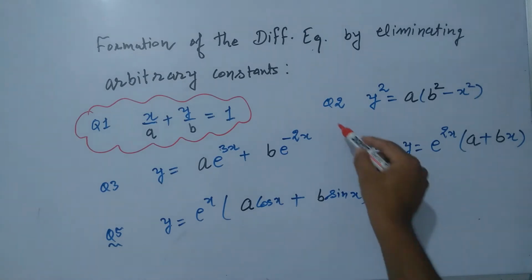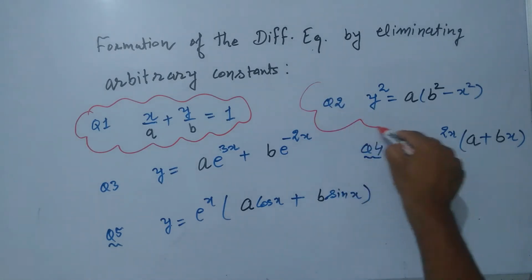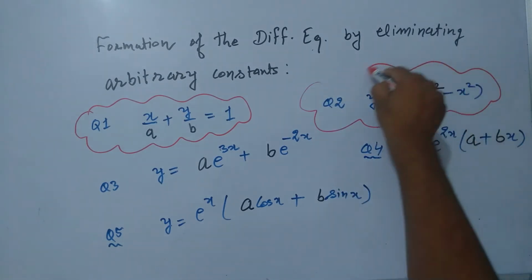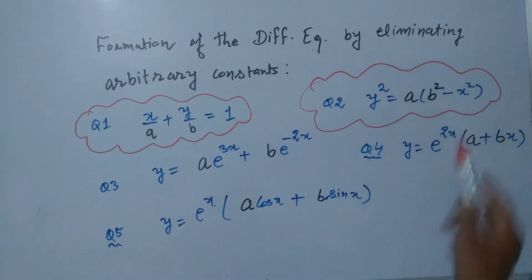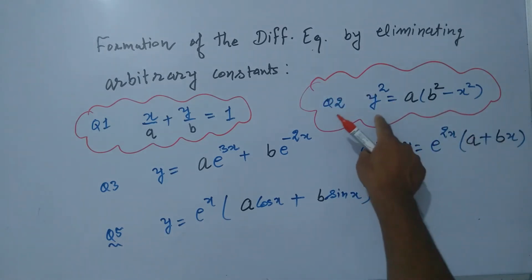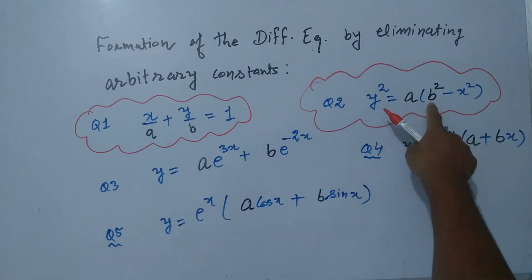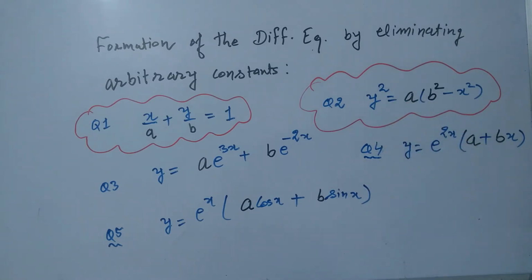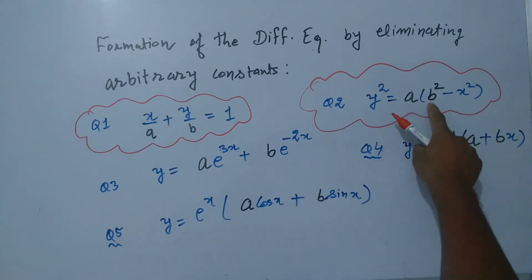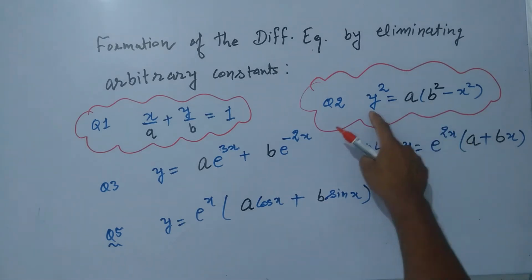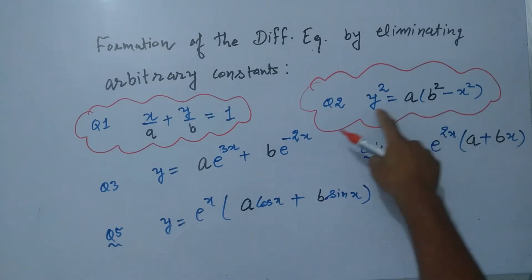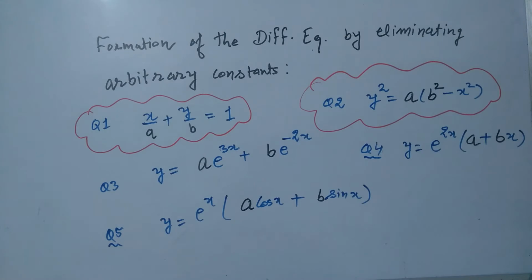Now coming to question number 2. Question number 2 is y square is equal to a into b square minus x square. This is also the function. You may call this as the solution of the differential equation. Again we see that a and b, which are written in black ink, are the arbitrary constants. Here again we can differentiate two times so that we are able to eliminate the arbitrary constants.